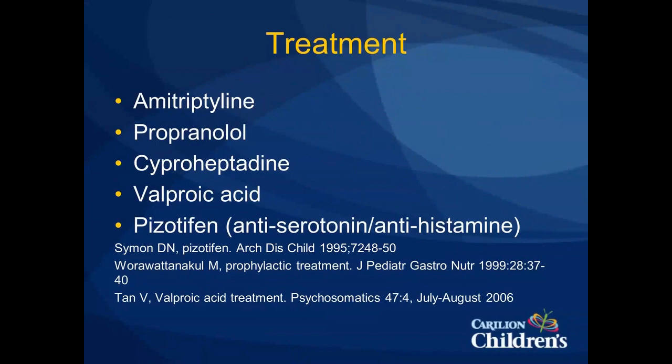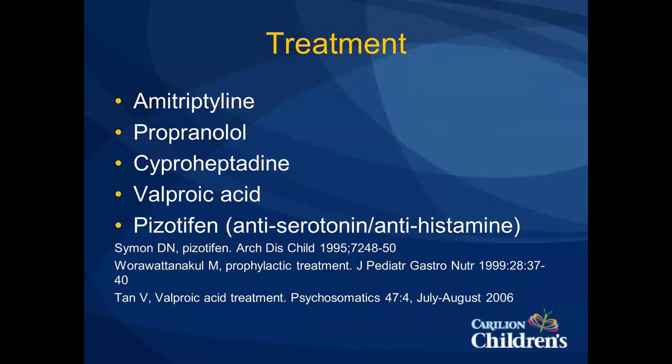They gave IV valproic acid, and once they achieved the normal blood levels, the symptoms started easing off. And once she was at appropriate levels, she was released home on oral medication. The reason is that it increases GABA in the brain, and that's why it is helpful. So it's not used for everybody. Pizotifen is not used in the U.S., mostly Canada and England, but it's a good anti-serotonin and antihistamine that I just want to mention because there are studies on that particular drug.